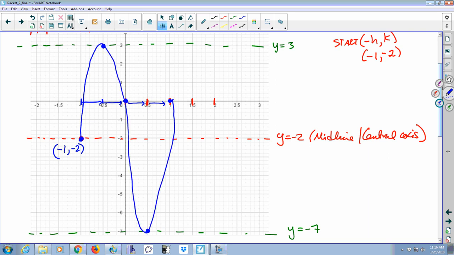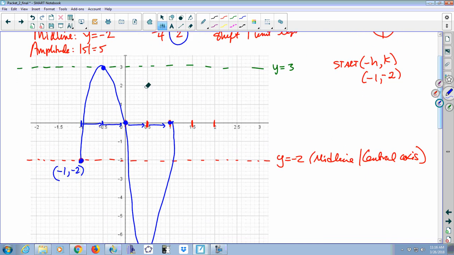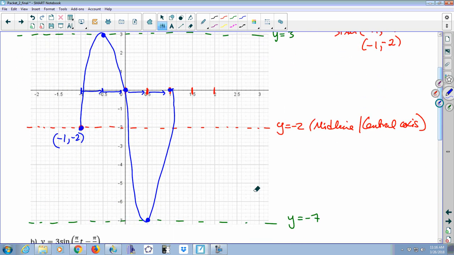Oops, kind of missed that one a little bit. Okay. And then you can start this whole process again on both sides by all these half steps. Taking your period and dividing it by 4 really helps you key in on where your maxes and mins are going to be located and your intercepts. So I'm going to leave this here and see if you have any questions on anything here.